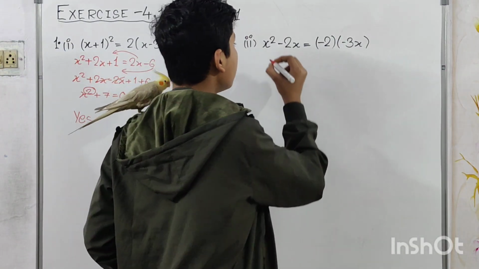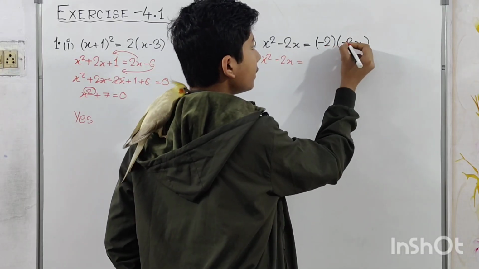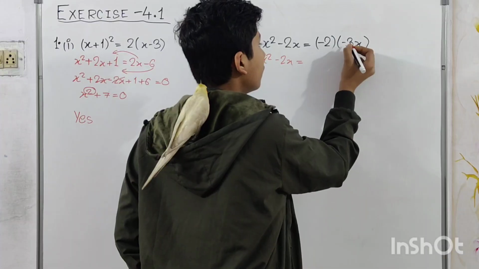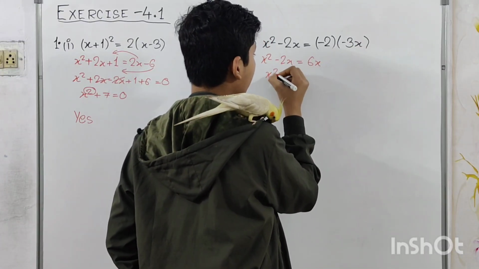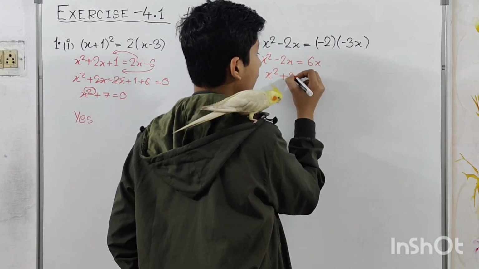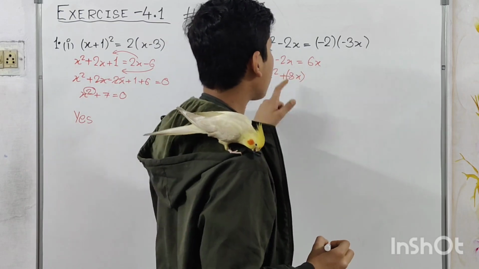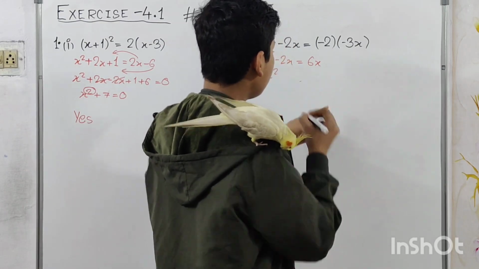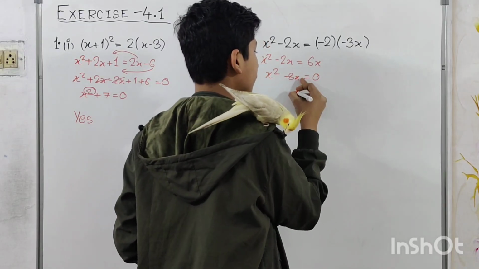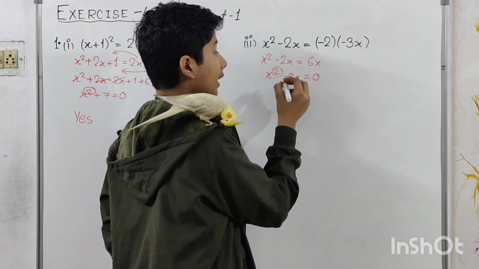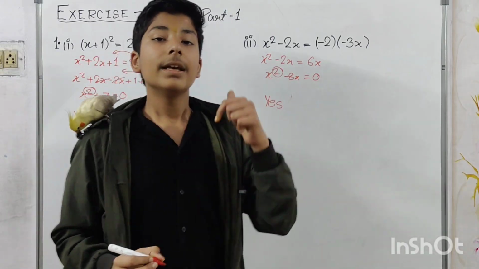Similarly, we will solve these also. x square minus 2x equals minus 2 into minus 3x. Minus minus cancel. 2 threes are 6x. So when we send it that side, it will become x square plus 8x, which is negative. So minus 2x minus 6x. This will become minus 8x, equal to 0. So here also the degree is 2. So this is also a quadratic equation.